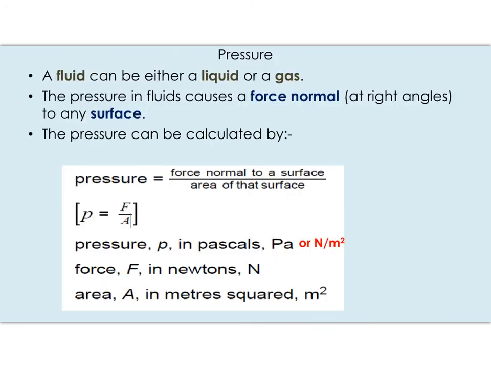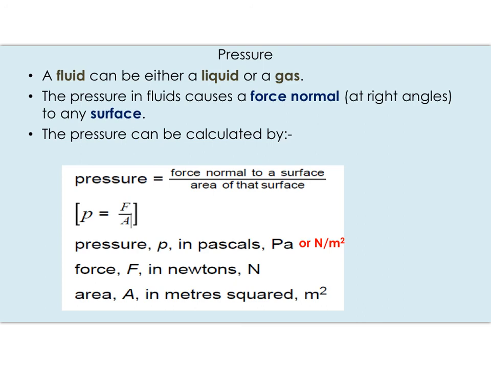Now I'm going to look at pressure. Pressure is caused in fluids, and a fluid can either be a liquid or a gas. The pressure in fluids causes a force normal, which means at right angles, to any surface. And we can calculate that pressure by using the equation below, which is pressure is equal to the force normal to a surface divided by the area of that surface. We use lowercase p for pressure, capital F for force, and a capital A for the area of that surface.